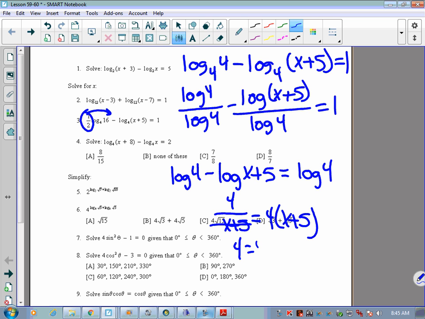We're going to get 4 equals 4x plus 20. Okay, let's see, we can subtract 20 to the other side. We're going to get negative 16 equals 4x. All right, what's negative 16 divided by 4? x equals negative 4.